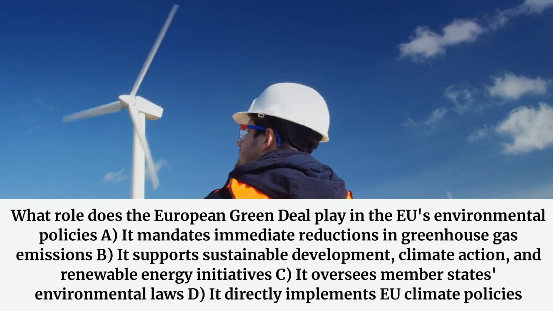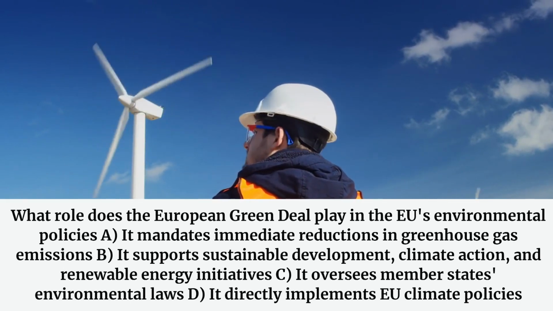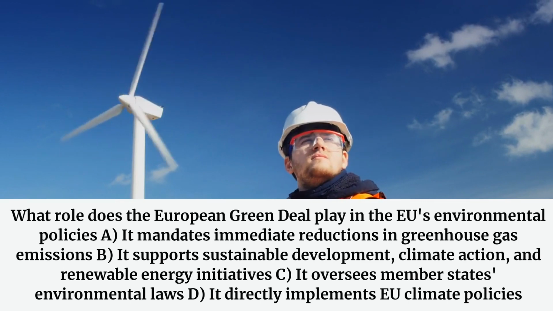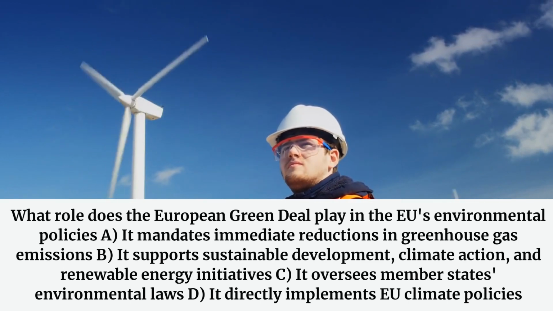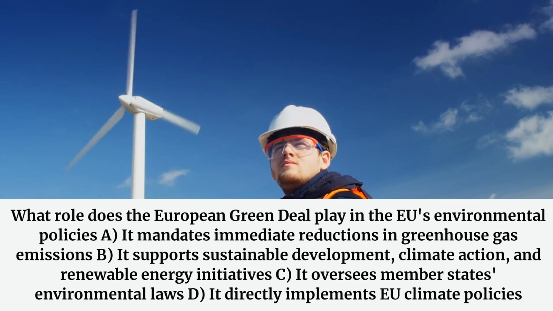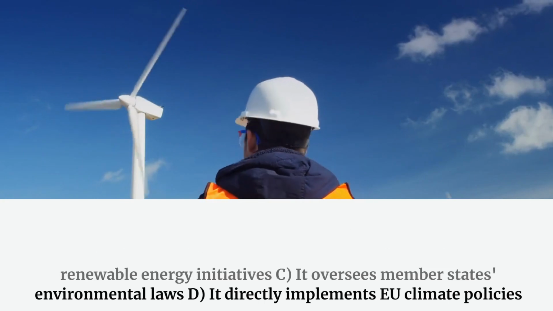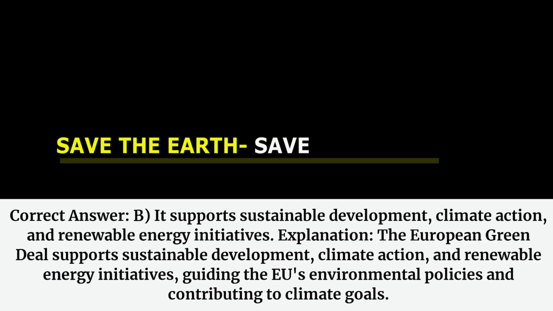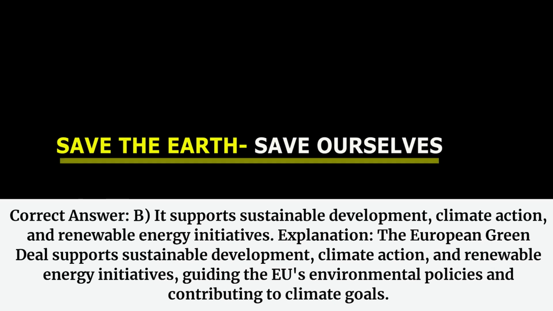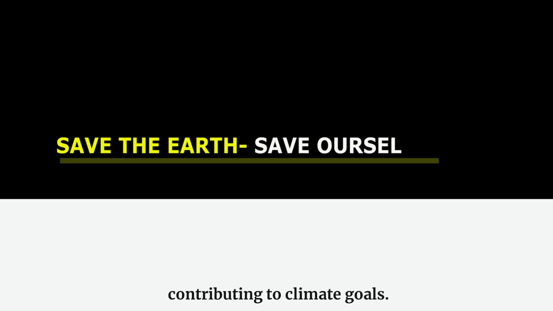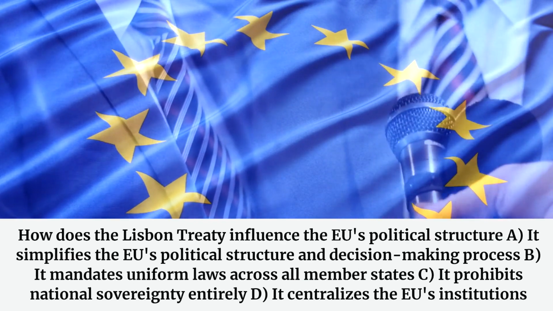What role does the European Green Deal play in the EU's environmental policies? A. It mandates immediate reductions in greenhouse gas emissions. B. It supports sustainable development, climate action, and renewable energy initiatives. C. It oversees member states' environmental laws. D. It directly implements EU climate policies. Correct answer: B. It supports sustainable development, climate action, and renewable energy initiatives. Explanation: The European Green Deal supports sustainable development, climate action, and renewable energy initiatives, guiding the EU's environmental policies and contributing to climate goals.